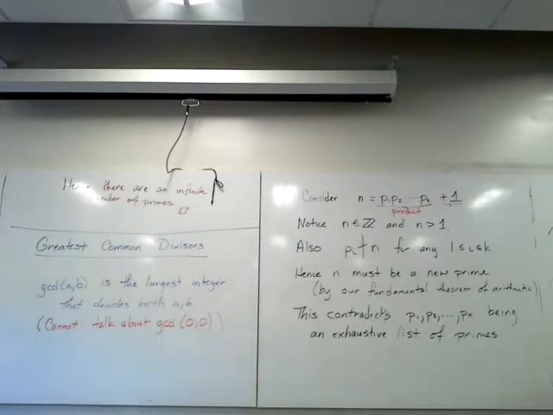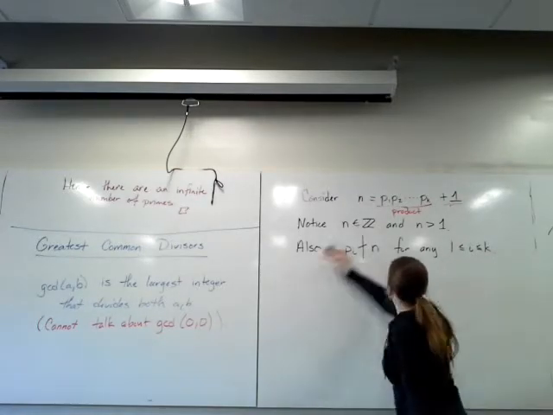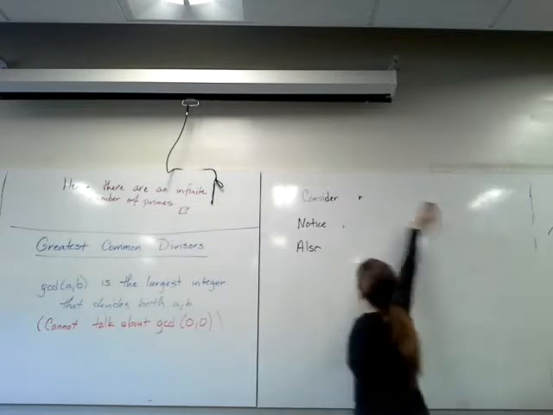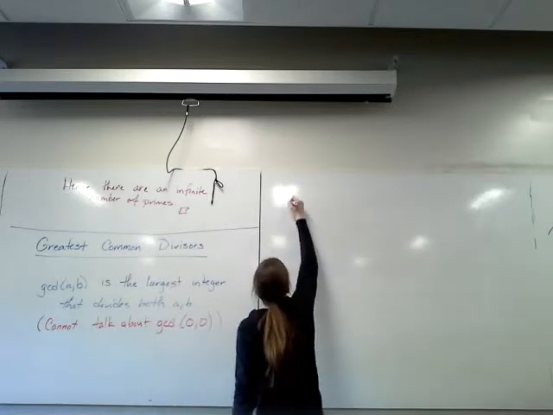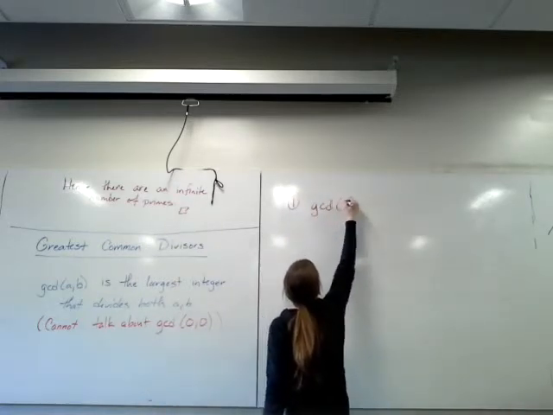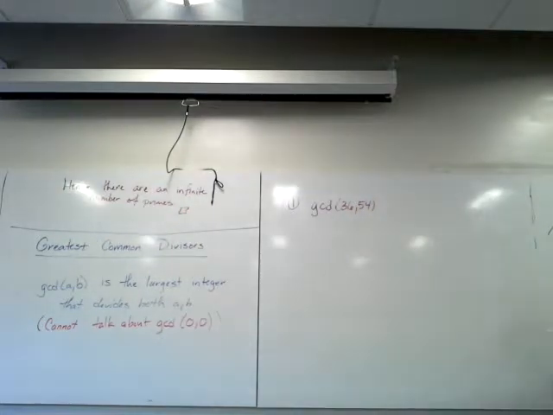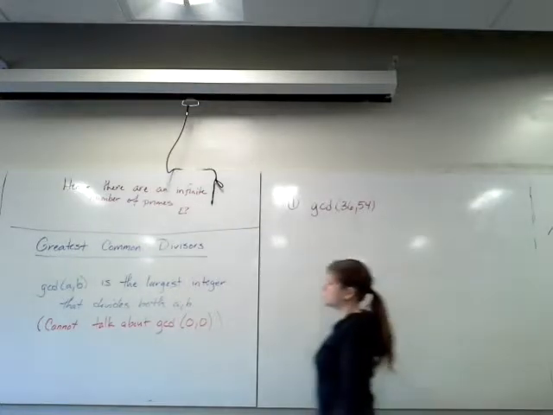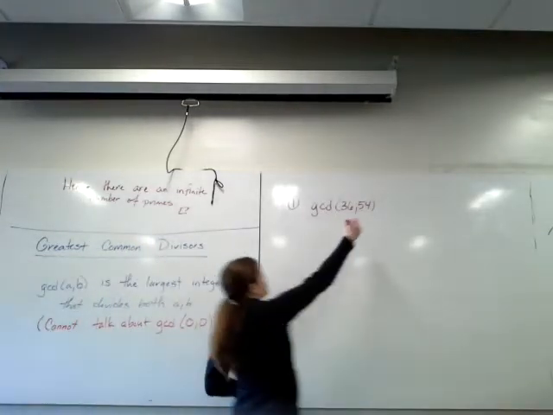So we're going to do some examples that do make sense. Our first one is going to be our GCD of 36 and 54. So what's our greatest common divisor? 6 is a common divisor. 9 is a common divisor. 18.